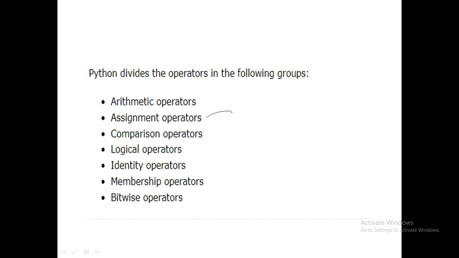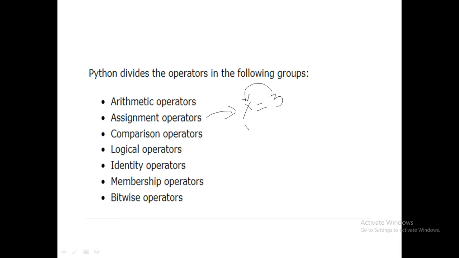We have already encountered one assignment operator, that is the direct assignment operator, x equal to 3. So this is one sort of assignment operator, right? The numeric value of 3 is being assigned to the variable x. So this is the assignment operator.